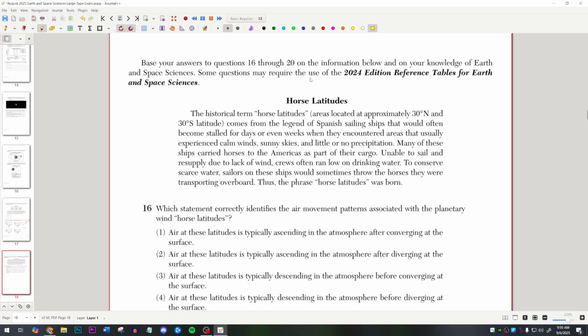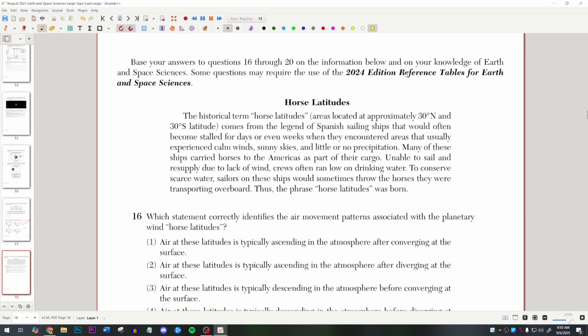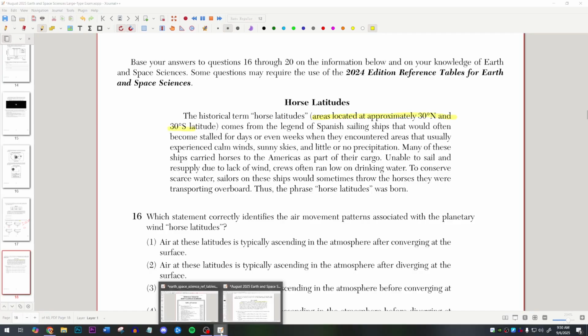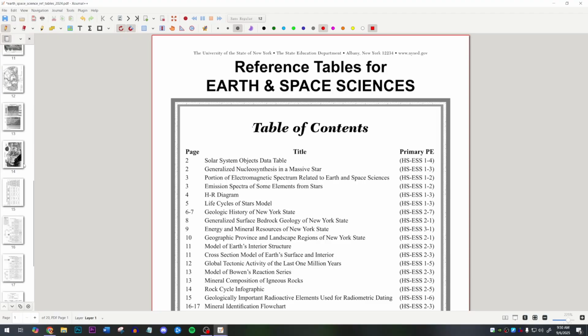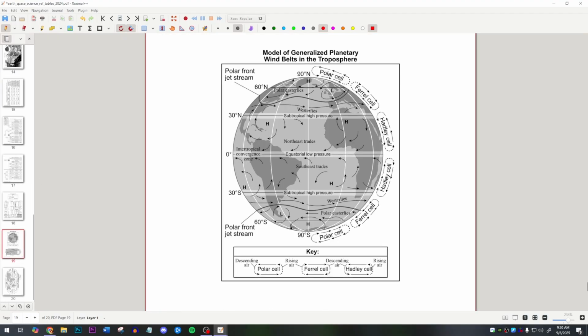Next one. Base your answers to 16 through 20 on the information below. We got the horse latitudes. The historical term horse latitudes, and it tells you the areas at 30 north and 30 south latitude. So automatically seeing that latitude, I think to go to my reference table, and I think to go here.